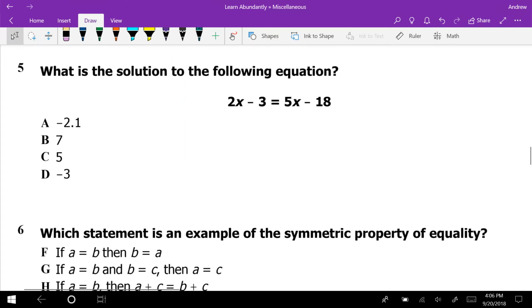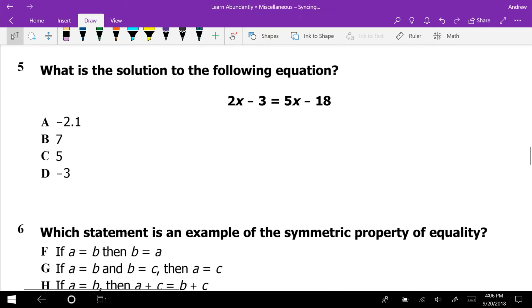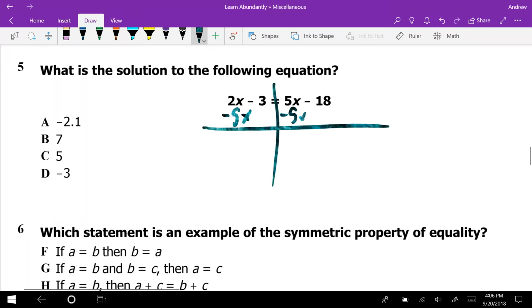Number 5, what is the solution? This is just to straight up solve this equation. This isn't really even about properties, but I'm going to go ahead and do it. I'm going to put the x's on the left, because that's where they belong. I'm going to do minus 5x, minus 5x. So the first thing I do is I get all my x's on the left. Now I have negative 3x minus 3 equals negative 18.